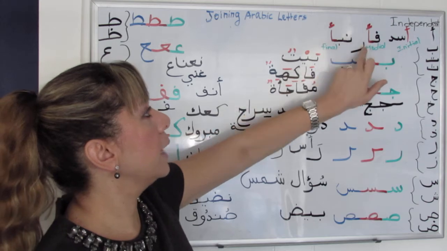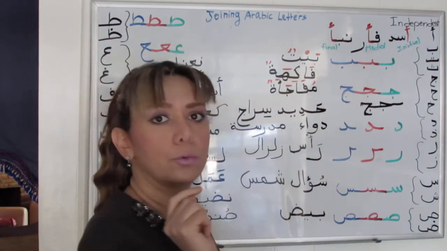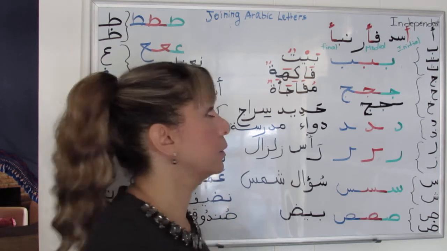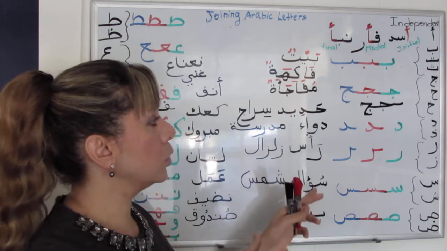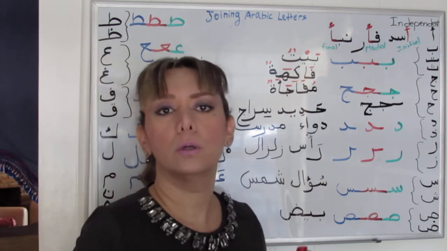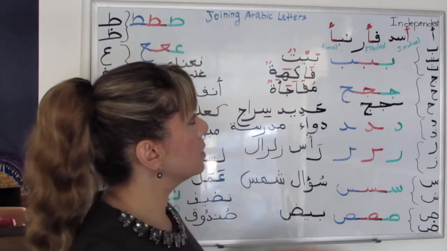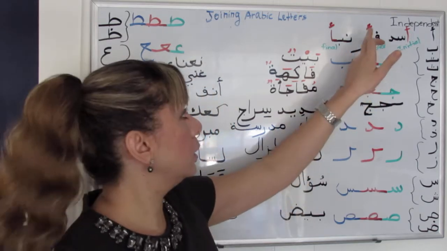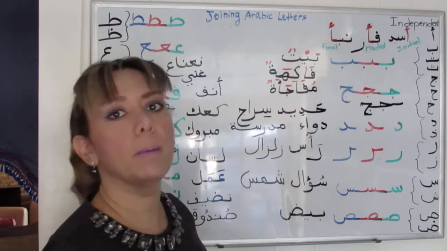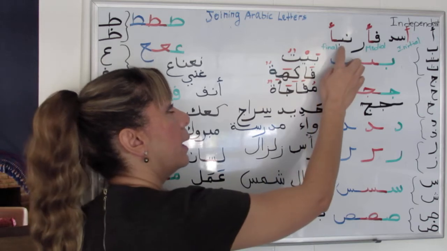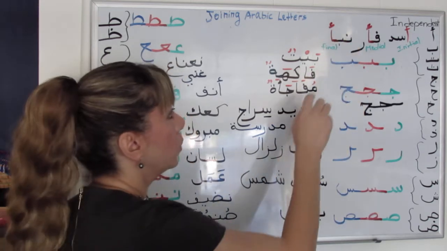Fa'r, here we have Hamza in the middle. It is connected to Fa because Fa is a friendly letter, but doesn't connect to Ra because Ra belongs to the family of the selfish letters. So Ra stands by its own in the final form, Ra. Fa'r, mouse. Here, Naba. We have Hamza in the end of the word.